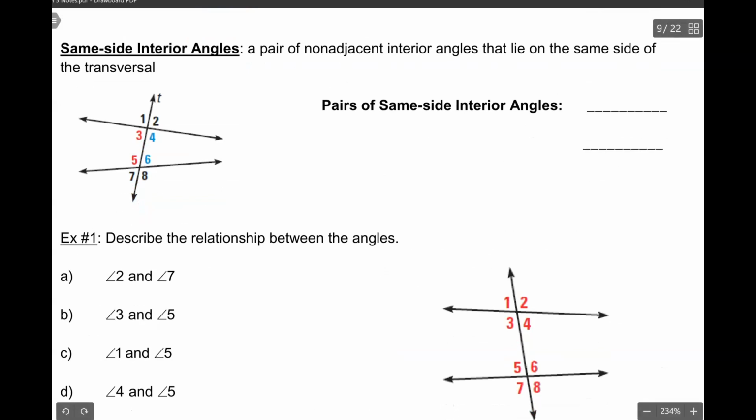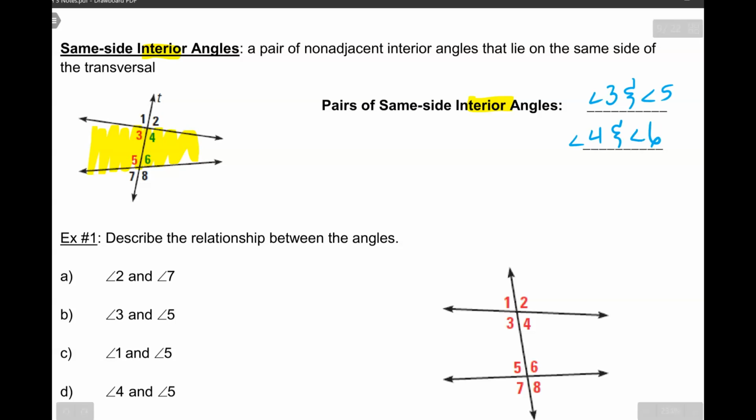Same side interior angles. The interior angles are these ones that are inside. And they're the same side, meaning on the same side of the transversal. So we have angle 3 and angle 5, angle 4 and angle 6.